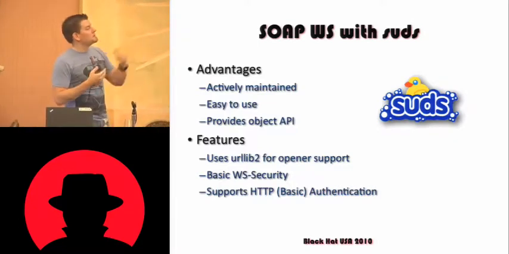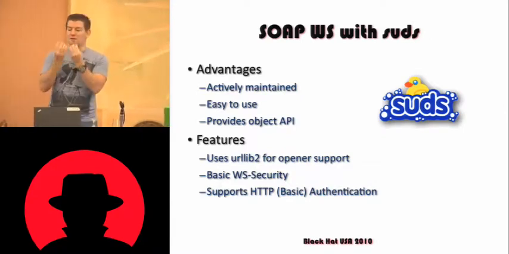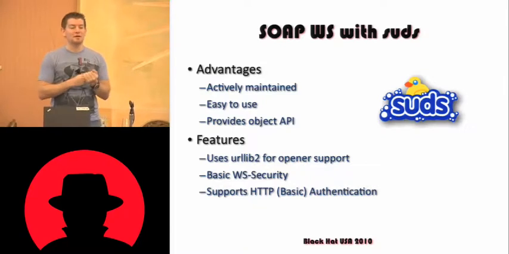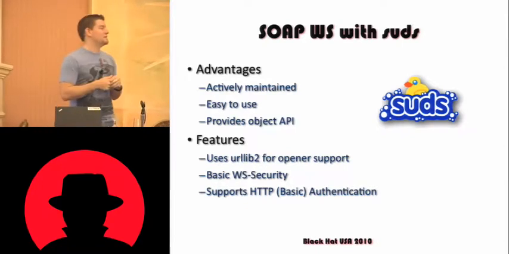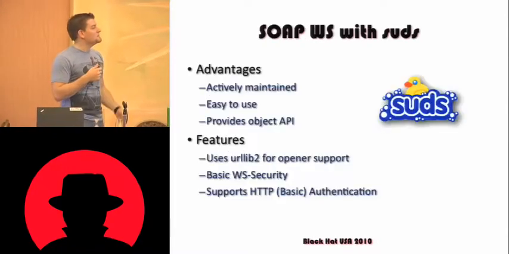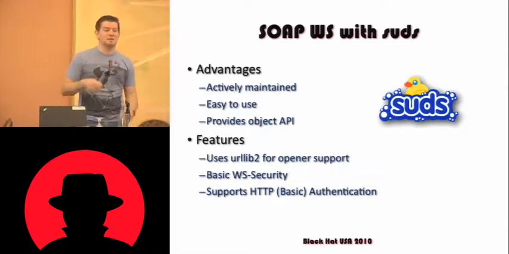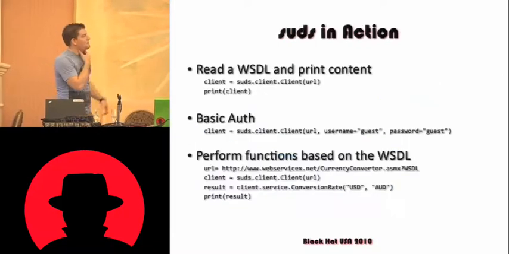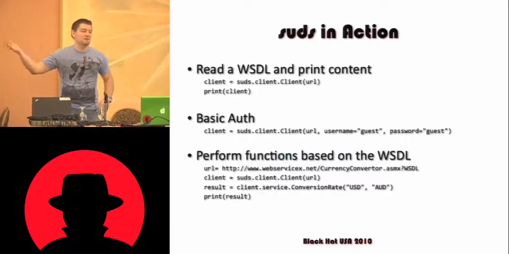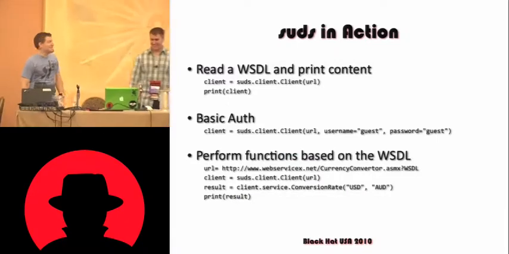But what you can do with suds, which is a module for Python, is create an object out of a WSDL and then start calling functions out of that very easily. Since it has an object API, it makes it very easy to call its methods. It uses urllib2 for opener support, so it supports proxies, different types of auth, all the things that urllib2 supports. And it supports basic auth right out of the box. If you specify username and password, it's going to submit that. That's a finding, right? Basic auth. Yeah, it should be a finding, yes.